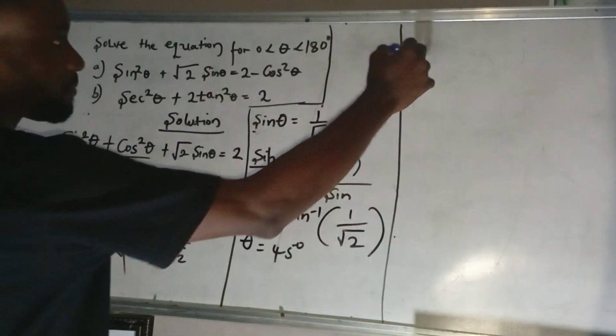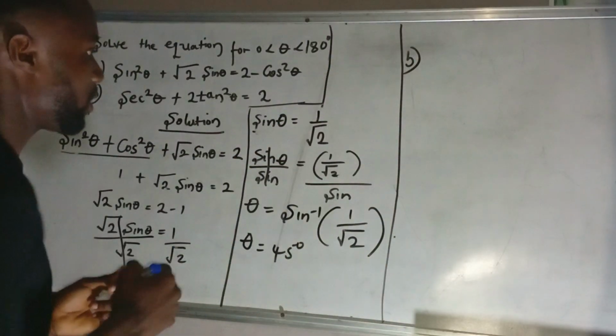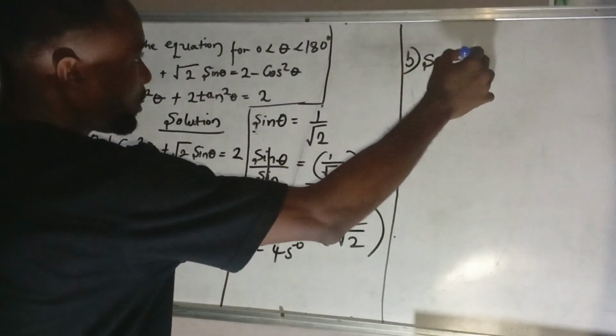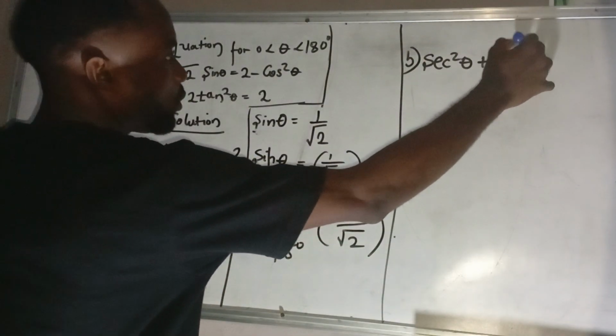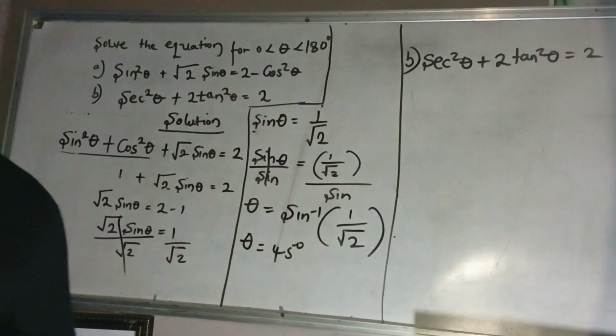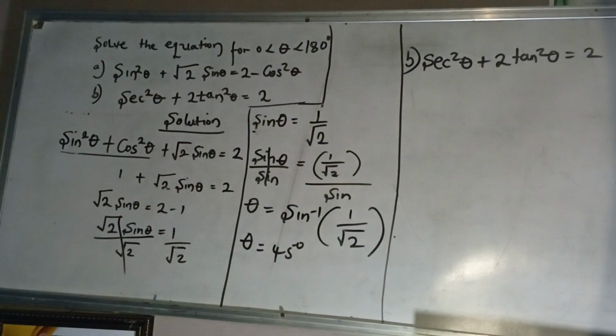Then let's move to B. We have B to be sec squared theta plus 2 tan squared theta is equal to 2. We are going to solve that problem amicably.